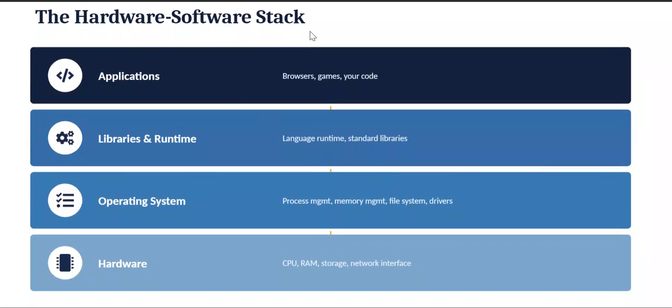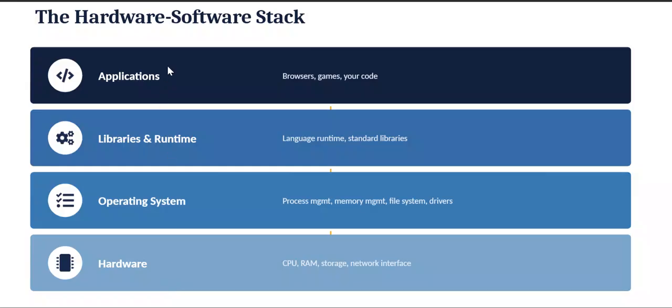The hardware-software stack. Application: browser, games, and your code. Library and runtime: language runtime, standard libraries. Operating system: process management, memory management, file system, drivers. Hardware: we have the CPU, the RAM, the storage, the network interface. So these are the layers: the application layer, the library and runtime layer, the operating system layer, and then the hardware layer.